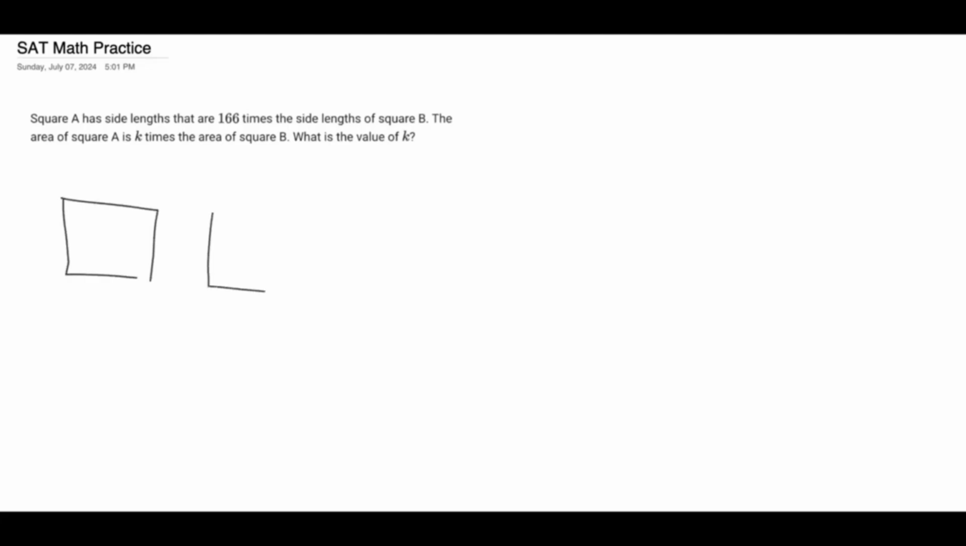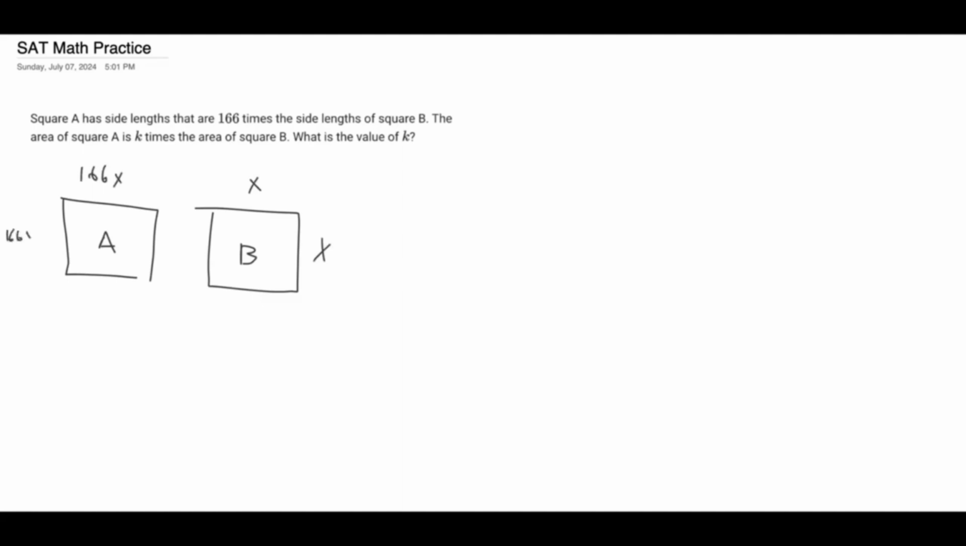So I'll just draw 2 squares. So let's call this one square A and this one square B. All right, and we know the side lengths are 166 times the side lengths of B. So if the side lengths of B are X, call it X, then A would be 166X. I'll just put those on both sides.